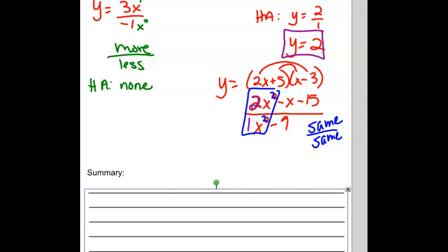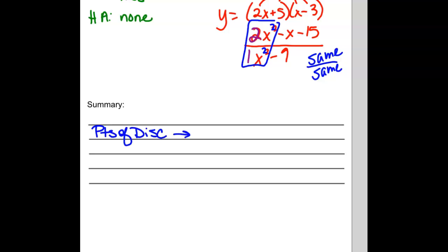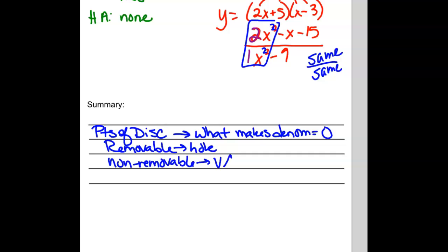All right, so in summary, we looked at points of discontinuity. All right, what makes the denominator 0? Okay, if it is removable, it causes a hole in our graph. If it is non-removable, it leads to a vertical asymptote. And your vertical asymptote is always going to be the equation x equals something. Your hole is always going to have an x coordinate, and then you have to plug it in to get your y coordinate.